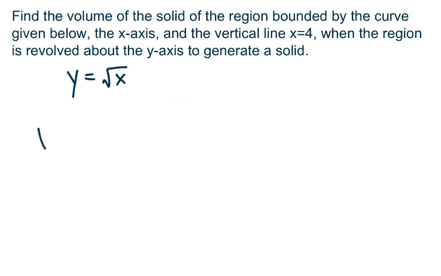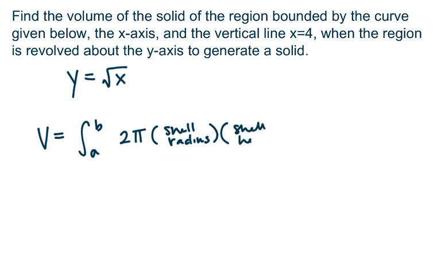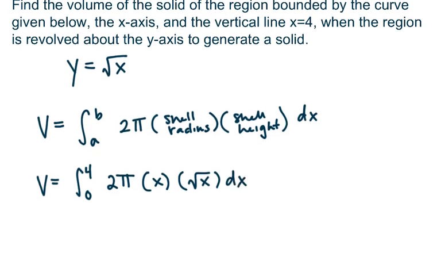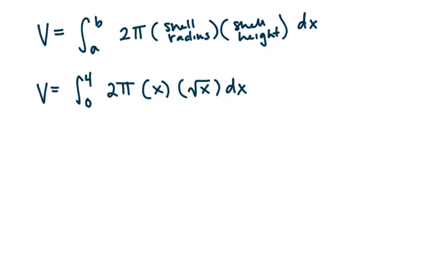So what we want to remember is that volume is the integral from a to b of 2 pi r, the shell radius, which gives me my circumference, times the shell height. And we just defined what that was going to be looking at our picture. So my volume is the integral from 0 to 4, 2 pi, my radius is x, and my height is square root of x.